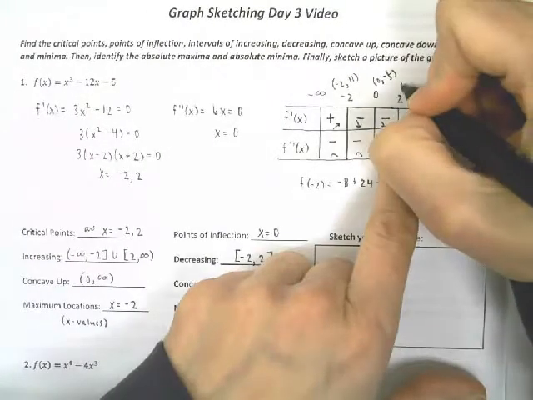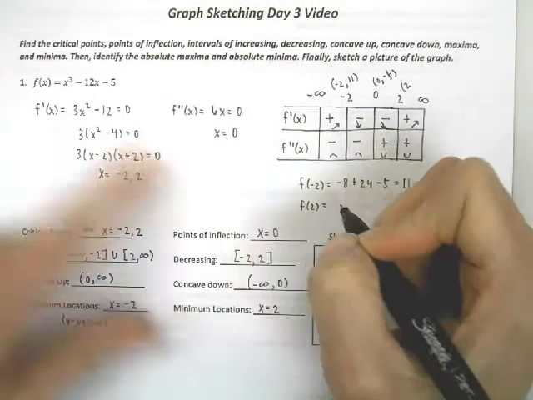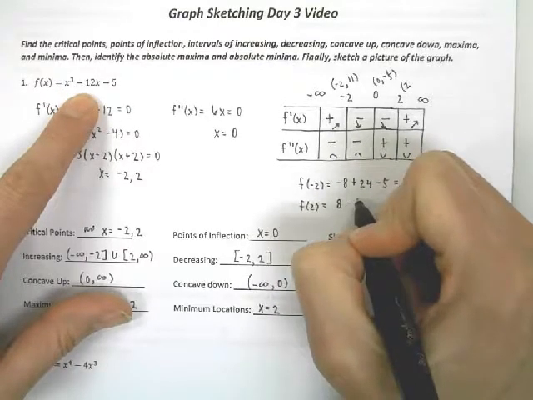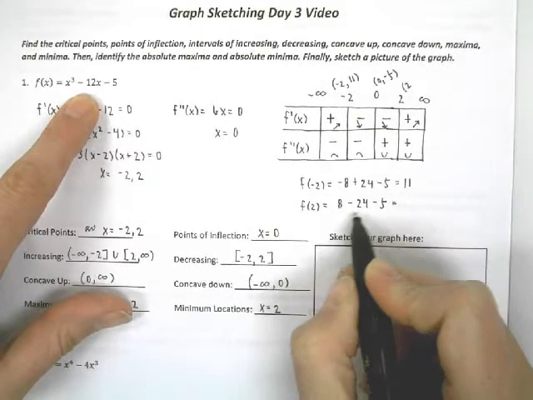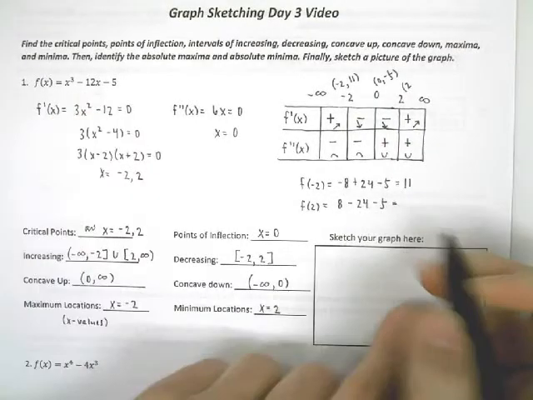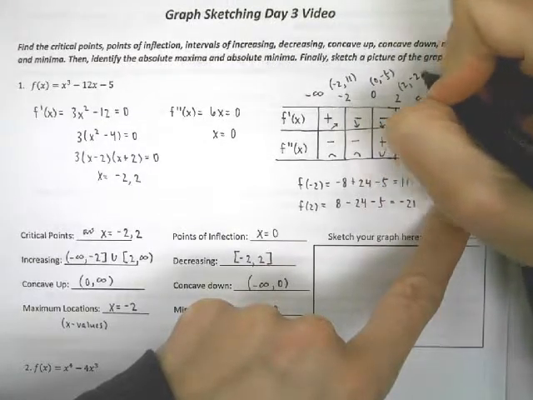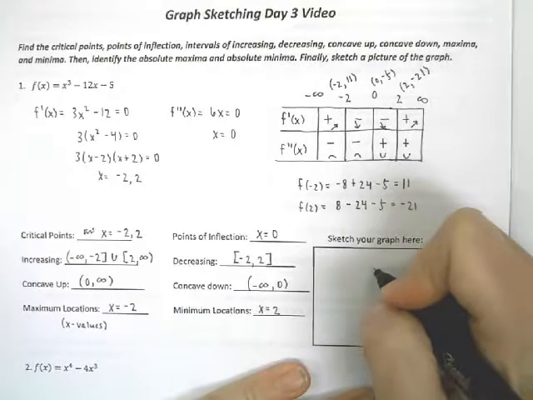And then last, I just have +2, so f of 2, let's see, 2 cubed is 8. Now I have -2 times 12 is -24, -5. So I have 8 minus 24 is -16, minus 5 is -21. All right, so let's see.